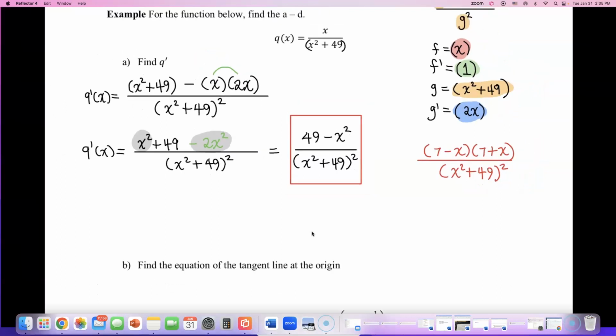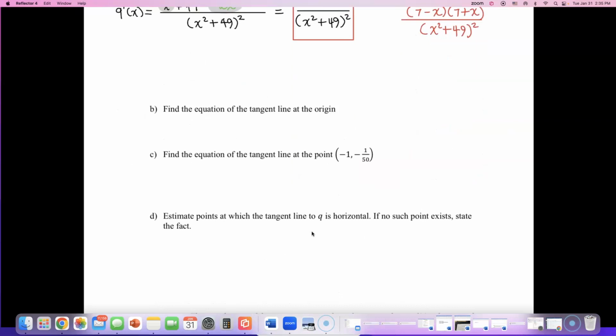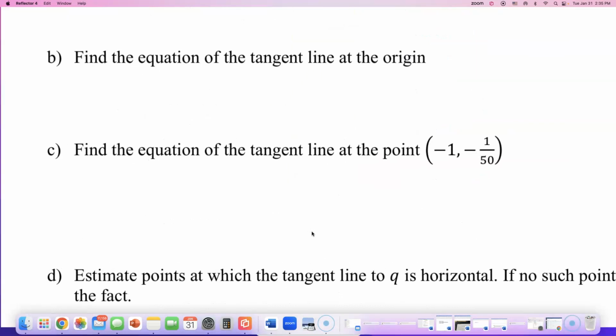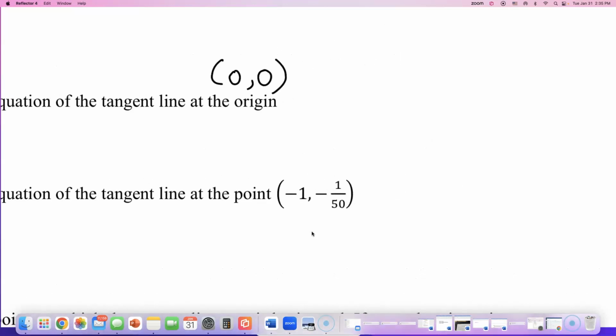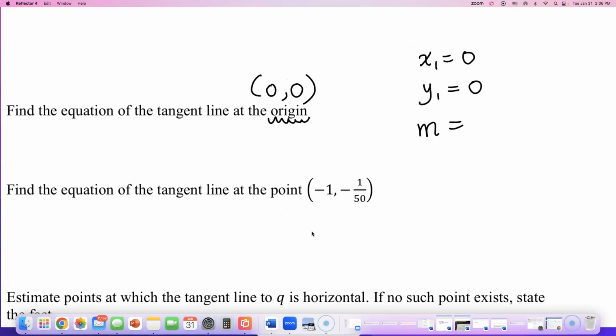All right, next, what do they want us to do with this? Okay, they said part B, find the equation of a tangent line at the origin. Now, at the origin, the x-coordinate and the y-coordinate are both 0, right? So x of 1 is 0, and y of 1 is also 0, because it's the origin. But what's the slope? Well, we don't know, but we can find it, right?